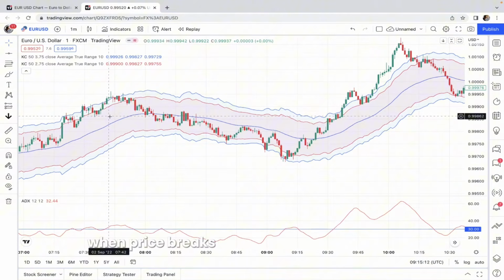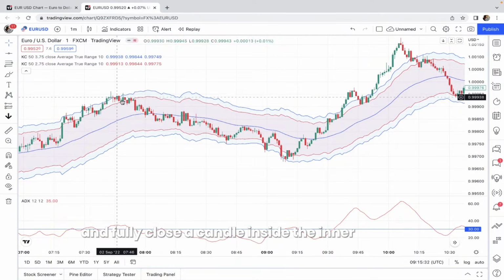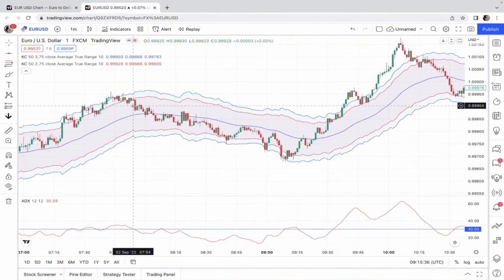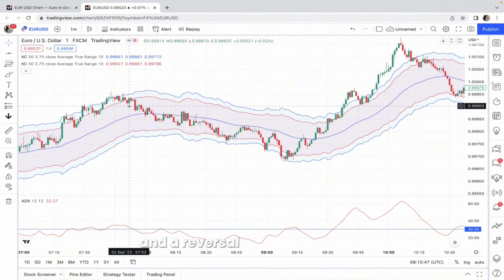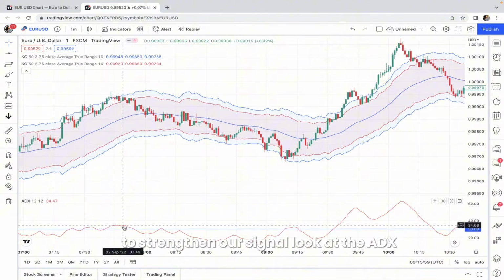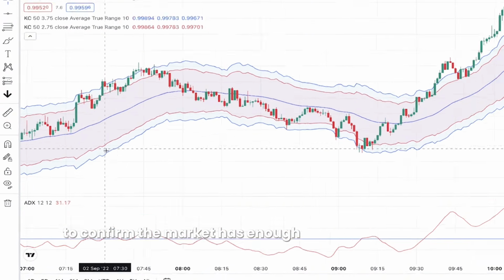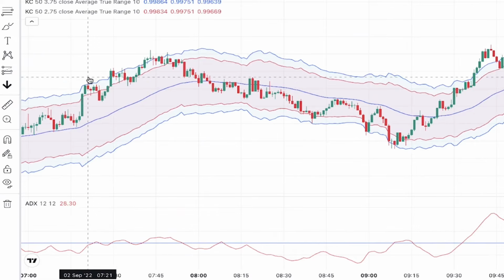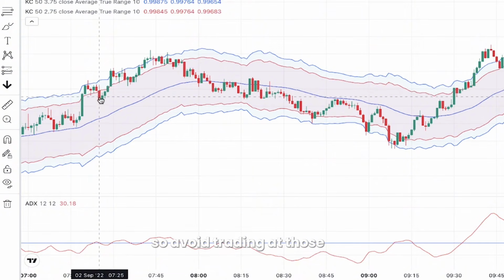When price breaks above or below the blue bands, wait for it to turn back and fully close a candle inside the inner red Keltner channel. This candle close confirms that momentum is weakening and a reversal might be underway. To strengthen our signal, look at the ADX. It must be above 30 to confirm the market has enough strength for a volatile move. If ADX is below 30, it usually means the market is weak or choppy, so avoid trading at those times.